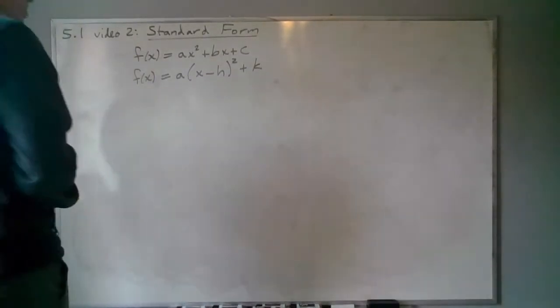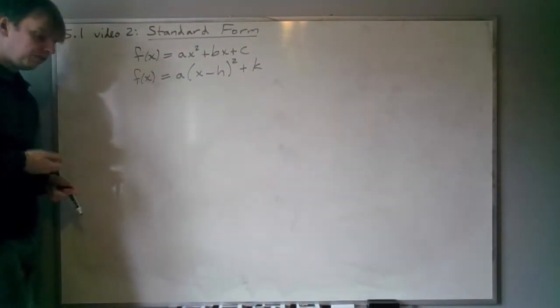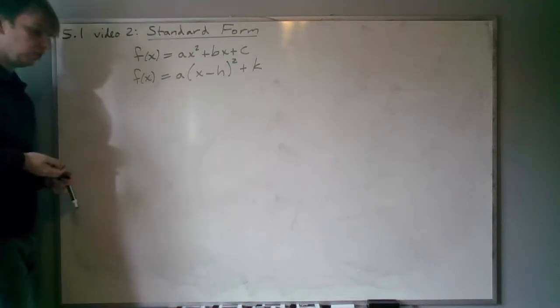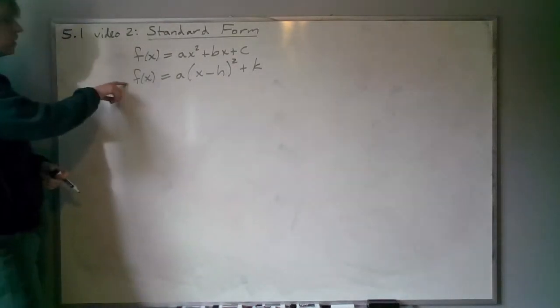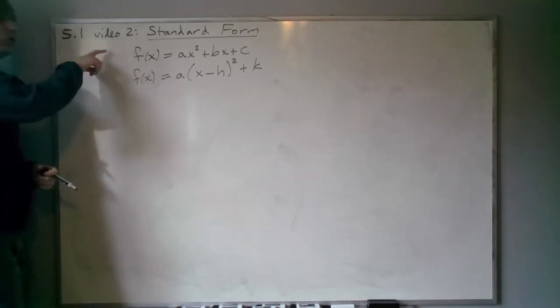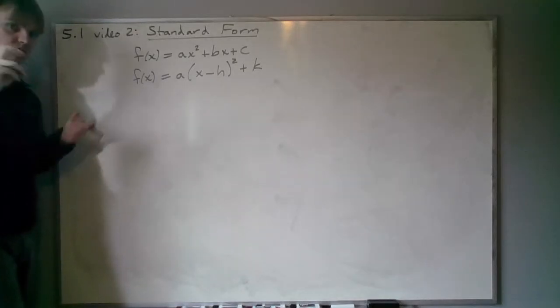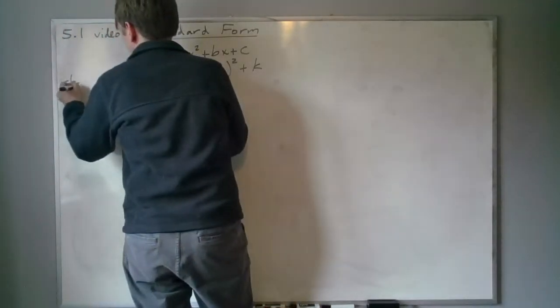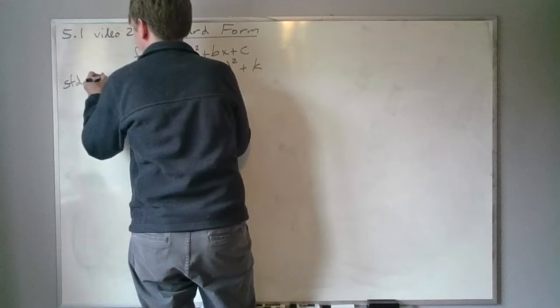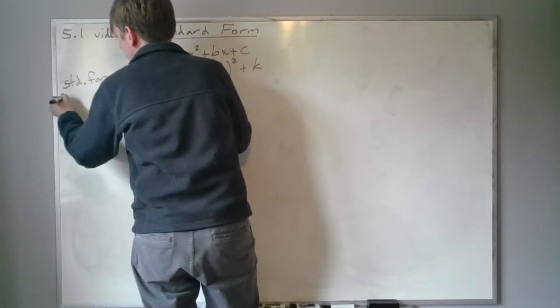Okay, in this video I want to talk about the standard form of a quadratic function, also known as the vertex form of a quadratic function. And that's actually the second one. The top one is the way we're more used to seeing it, but the bottom one is what's called standard form for some reason. So this bottom one is what's called the standard form, or the vertex form.